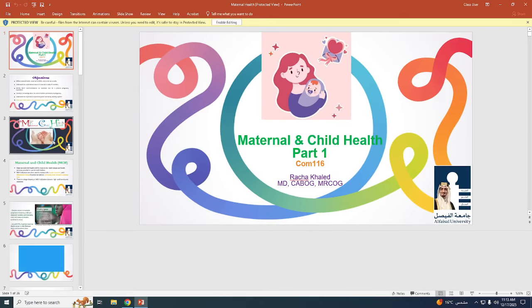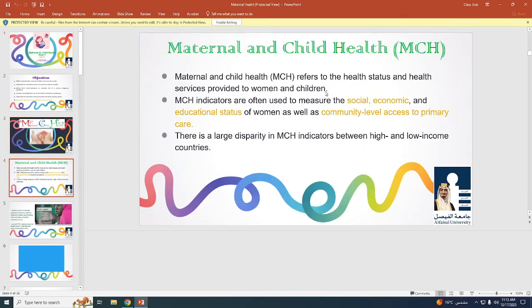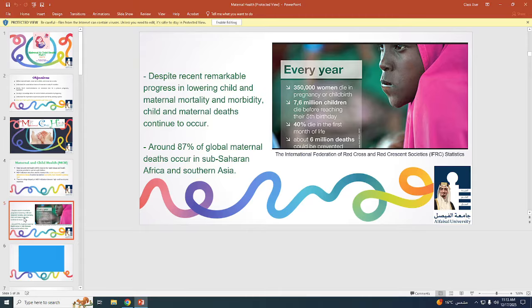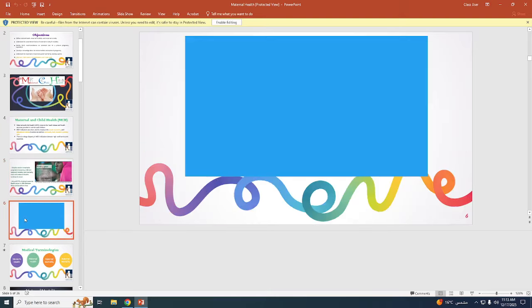Okay, so what are the maternal and child indicators? What do they refer to? Social, economic, educational status, as well as community level. Those are important. Here, I will not get any numbers, honestly. No, not from this slide.